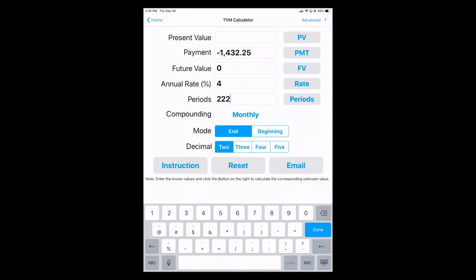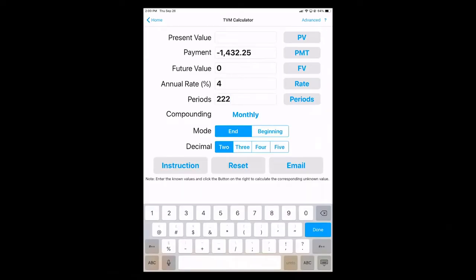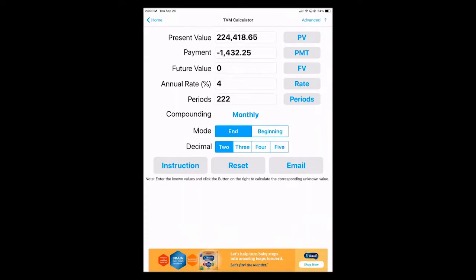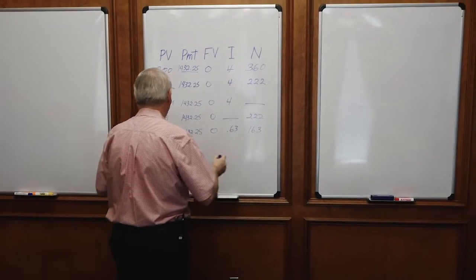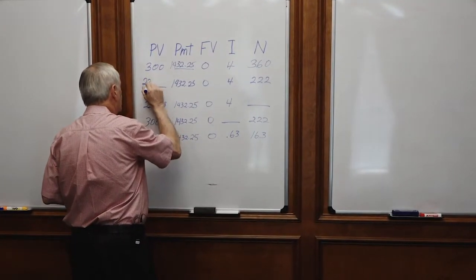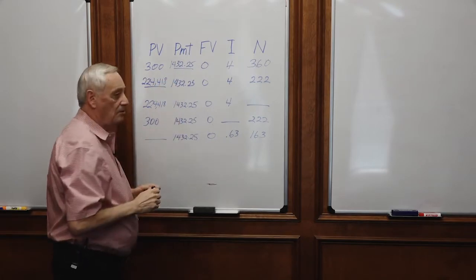Remember I said we know they owe 222 more payments. So I'm trying to figure out what's the amount they owe right now. Now all we have to do is press present value, bump, and up comes the number. $224,418 is their present value, so I'd write that right in there. Problem solved. That's what they owe right now.